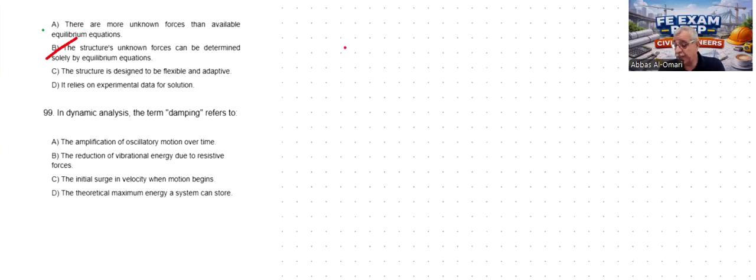The initial surge in velocity when motion begins. Oscillatory motion is not an initial surge in motion. The theoretical maximum energy: again, oscillating motion is not energy. So you can eliminate A, C, and D, and the correct answer is B. You can also say from common sense, because damping is reduction, the correct answer is B, without spending a lot of time. The next question.